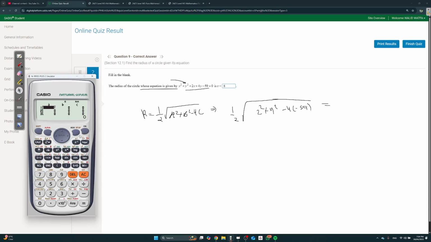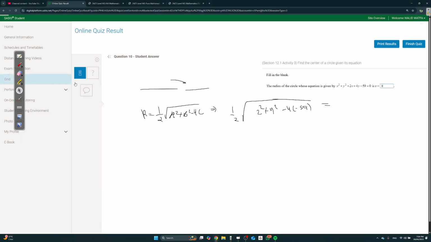0.5 times root 2 squared plus 4 squared minus 4 times minus 59. You get 8. So the radius is 8.